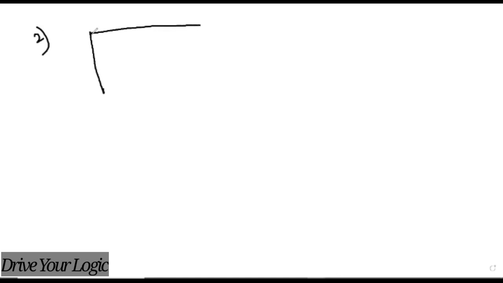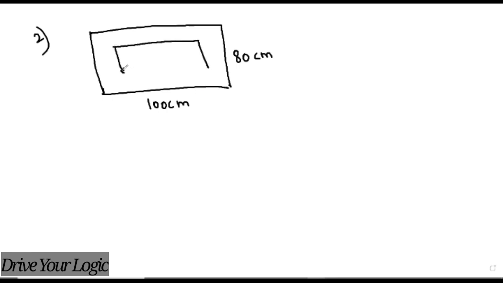See, suppose I have taken one rectangular shape area, and the length is 100 centimeter, or meter also you can take, 80 centimeter, and there is a park inside. Park length and breadth is not given, but there is a path all around the park, and that is 5 centimeter gap. Every side that is 5 centimeter gap. So what will be the area of this path? Means this path area you need to find out.